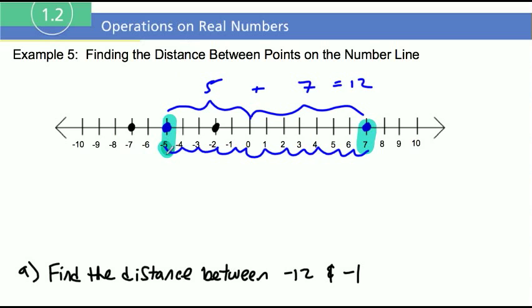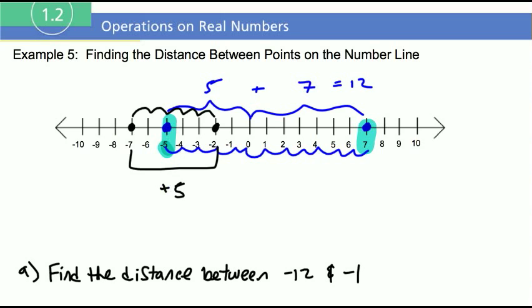Say we did the same exercise from -7 to -2. Well, you can just count: 1, 2, 3, 4, 5. That means the distance between -7 and -2, I'm sorry, is not -5 but positive 5. Because distance is always positive.